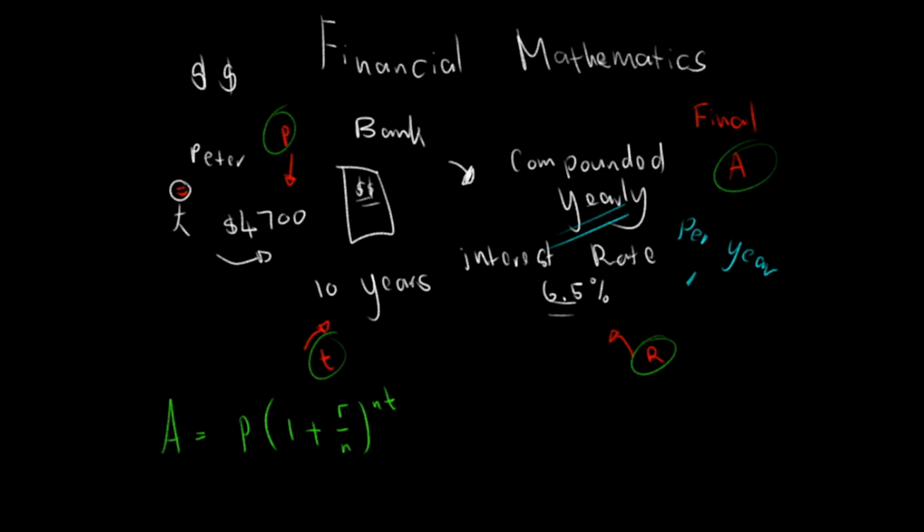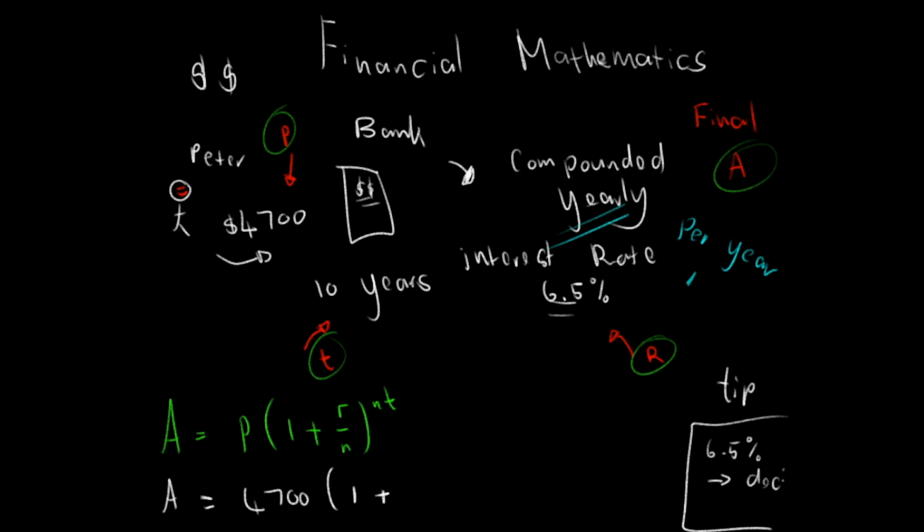So now let's substitute some values. Okay, well, I want to calculate A after 10 years. Peter walked into the bank with 4,700 USD. We have 1 plus. So here's an interesting thing. What I always tell my students is, here's a little tip. To make things easier for yourself, always take the percentage to decimal. We can do that by simply dividing by 100 or moving the decimal 2 slots to the left.